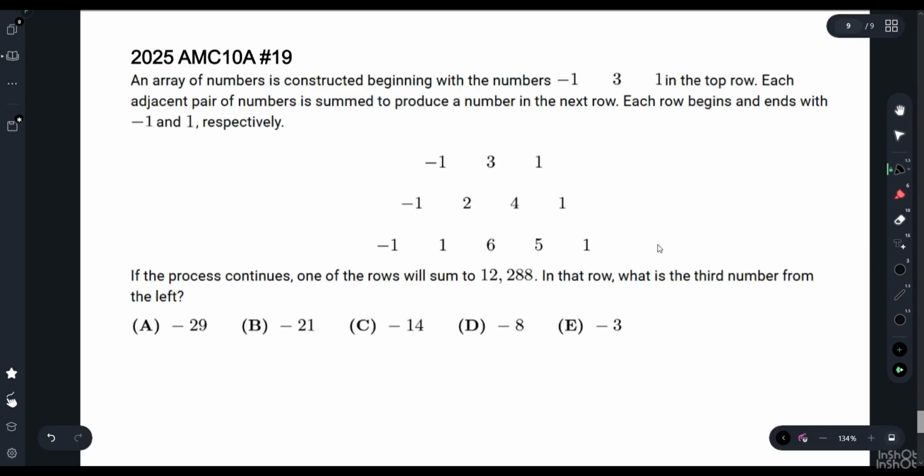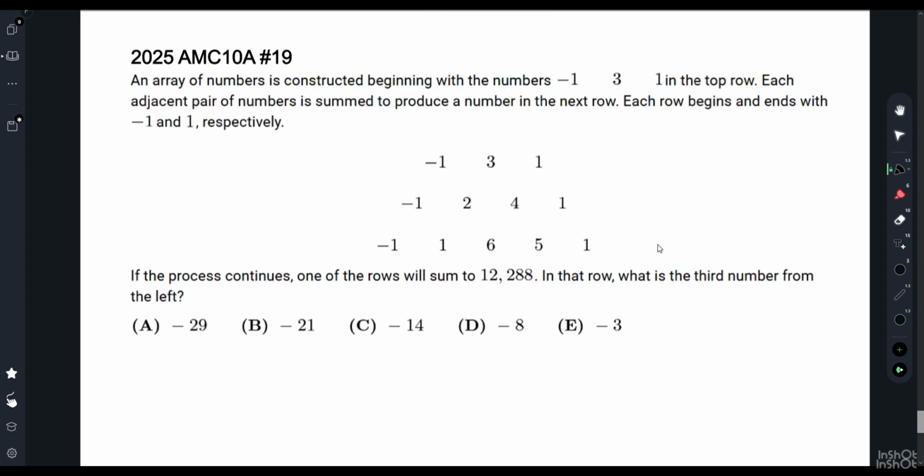Hello guys, you can go to the 2025 10A problem 19. So an array of numbers is constructed, beginning with the numbers negative 1, 3, and 1 in the top row. Each adjacent pair of numbers is summed to produce a number in the next row. Each row begins and ends with negative 1 and 1 respectively. As the process continues, one of the rows will sum to 12,288. In that row, what is the third number from the left?